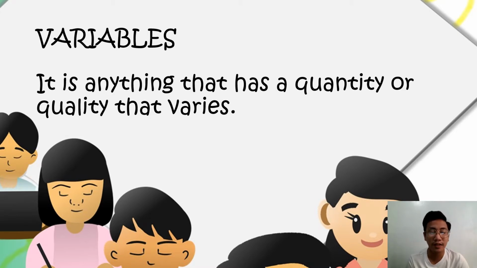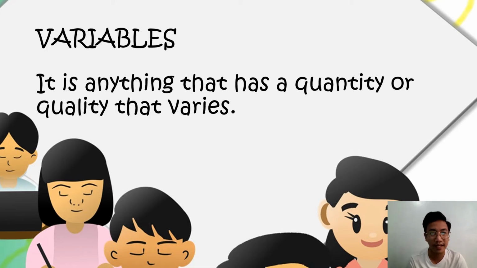So variables is anything that has a quantity or quality that varies. Variables play a significant role in quantitative research. Actually, it is really the central concept in research. These are measurable characteristics. Remember, measurable characteristics that changes in value. It is anything that may assume varied numerical or categorical values.